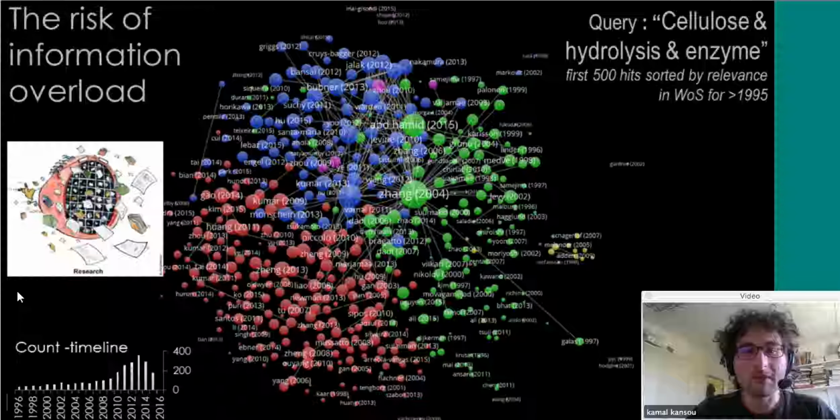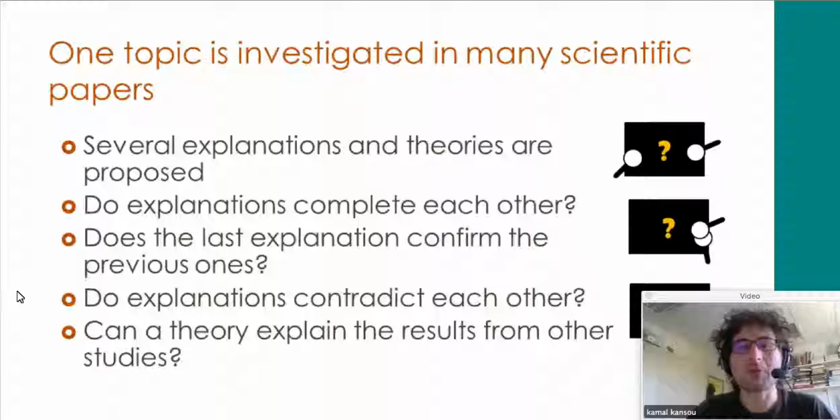So there is obviously a risk of information overload, because each scientific publication is already quite difficult to integrate, to really understand. So combining all this information is really challenging. So how can we make progress on that?